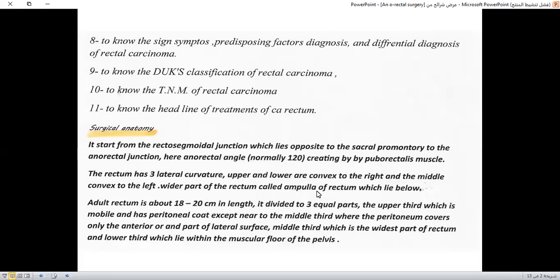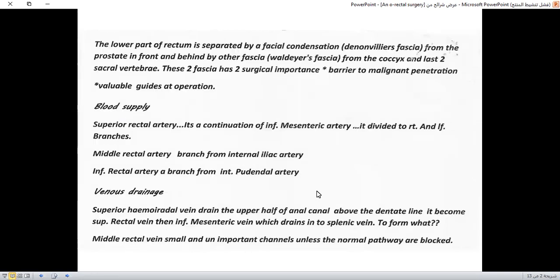Then 3 parts of the rectum. Upper part enclosed with peritoneal covering. The second part just anterior, and part of the lateral posterior devoid without peritoneal covering, and lower part اللي هو extra peritoneal part of the rectum.